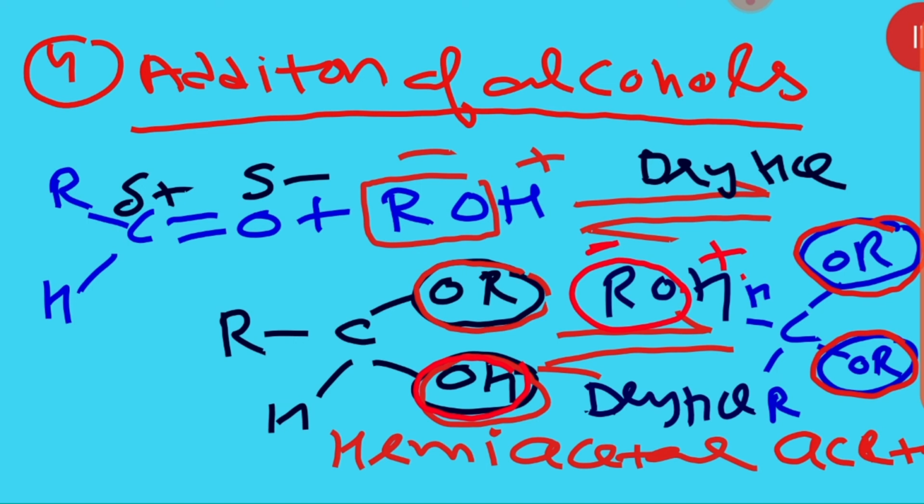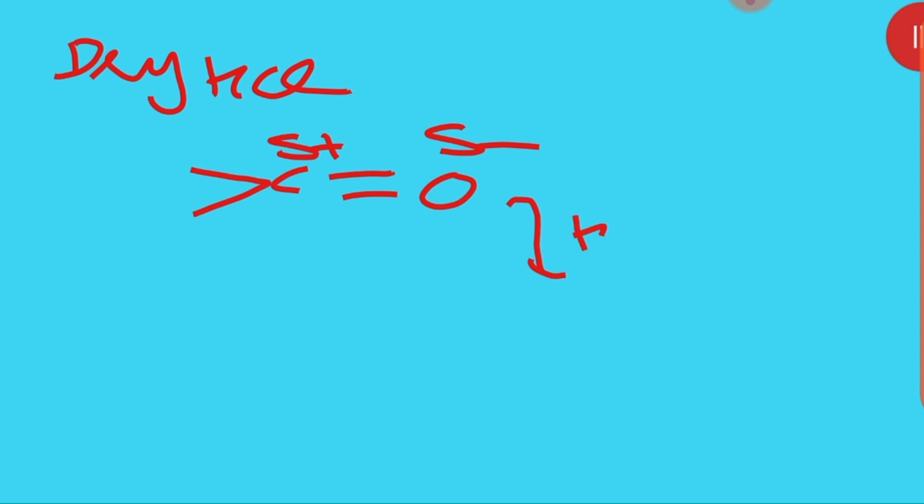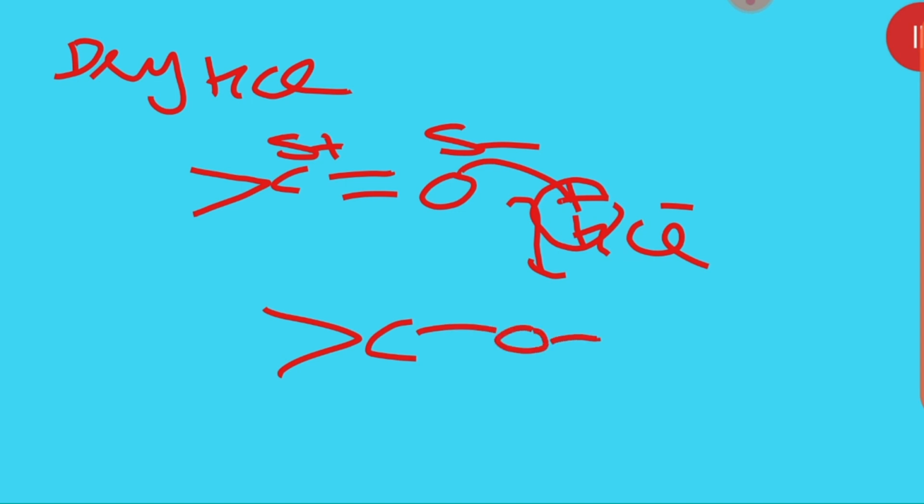After that, one question arises: why are we using dry HCl? The reason is this. Dry HCl will protonate the oxygen of the carbonyl compound. This is the carbonyl compound, with O negative. When we give HCl, this proton will go to this oxygen, and it will become OH. Therefore, it will increase the electrophilicity of the carbonyl compound.